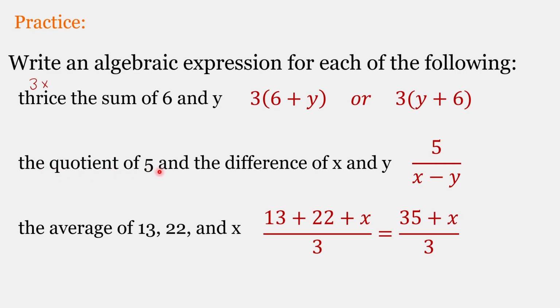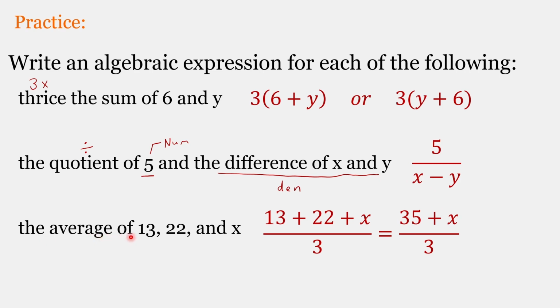Next, the quotient of 5 and the difference of x and y. Quotient is division. And when we have the quotient of one number and another number, this first number is going to be your numerator. So we have a 5 in the numerator. The second number, which in this case is the difference of x and y, is going to be in the denominator. So we have the difference x minus y in the denominator.